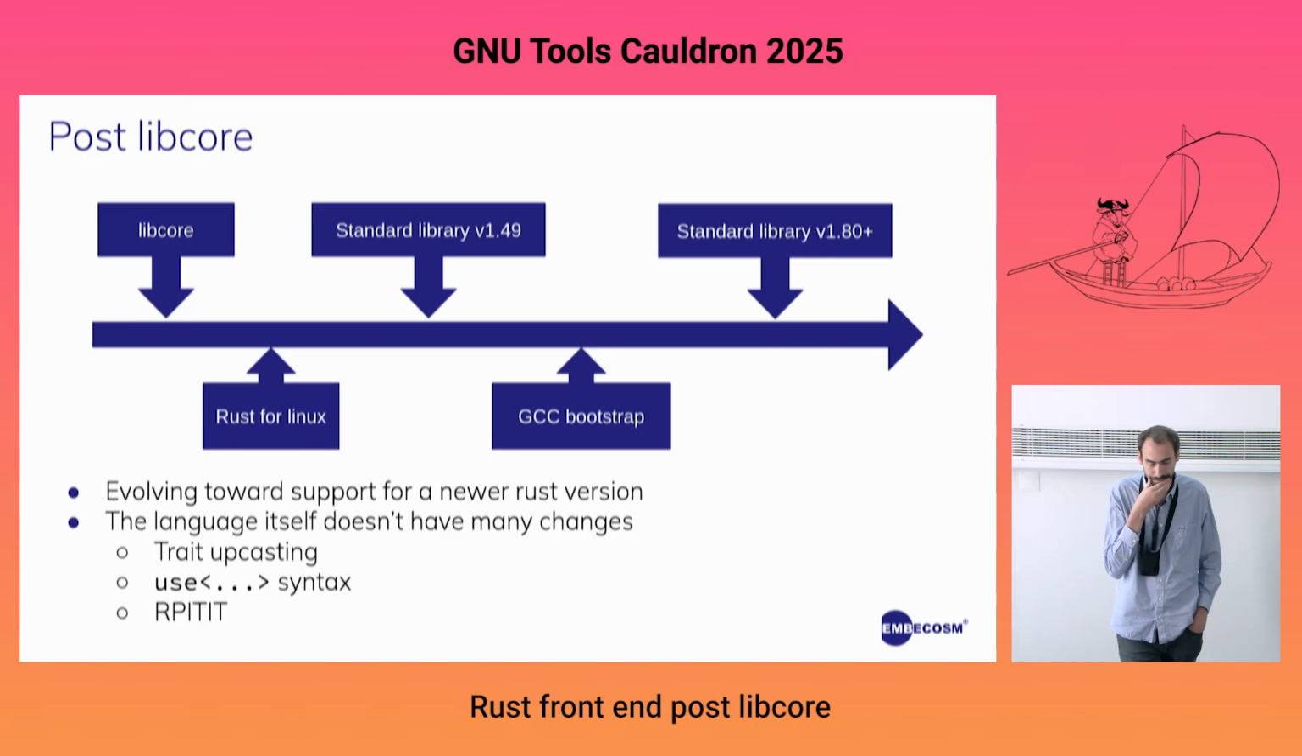And it shouldn't take as much time as what we already covered. I mean, we already implemented a lot of things, and the language itself doesn't have many changes between Rust version 1.49 and 1.80. I've put three there. There's trait upcasting, the use syntax, and the RPITIT.